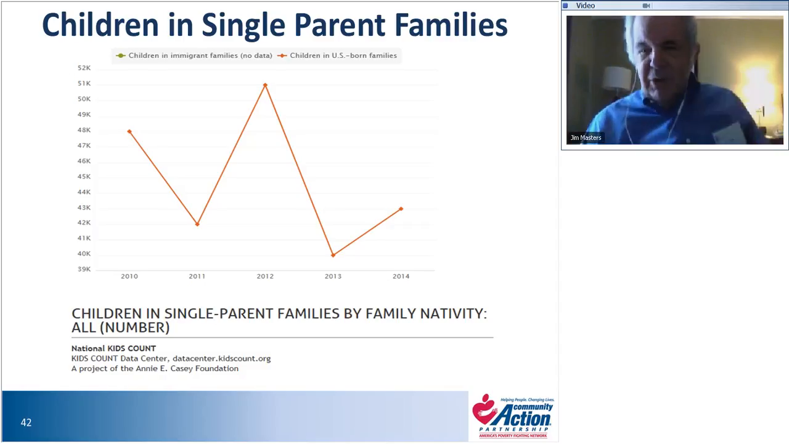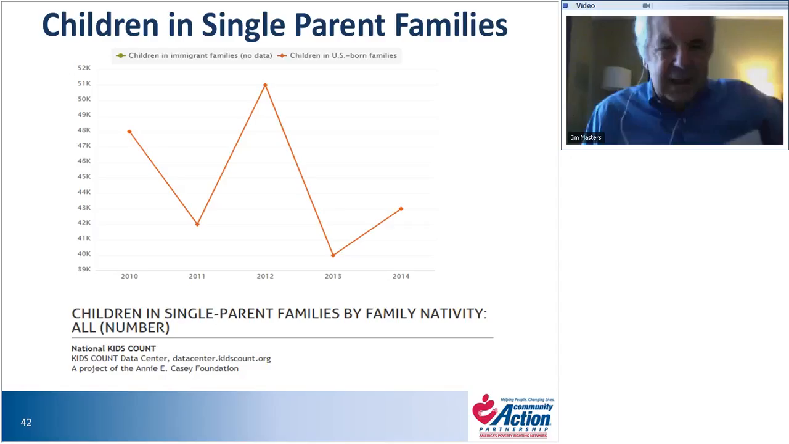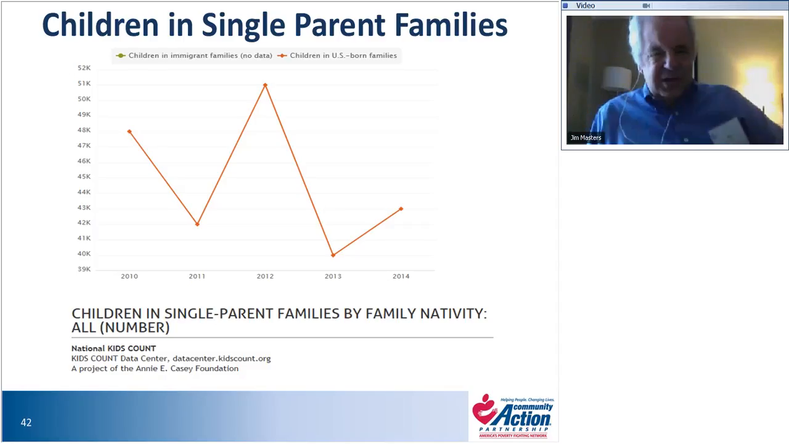I wouldn't put this in my community assessment unless I had an explanation for this. This is just one of those anomalies that you don't have enough information to really understand.